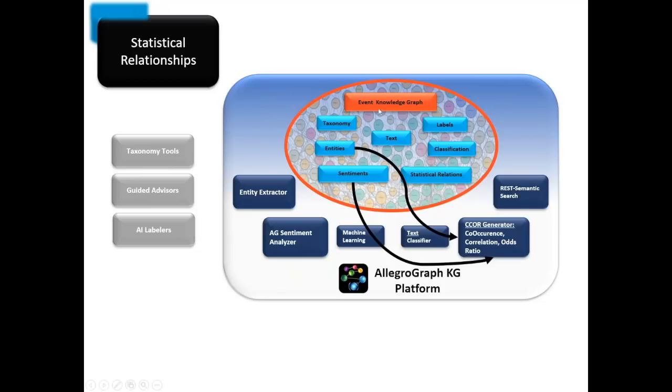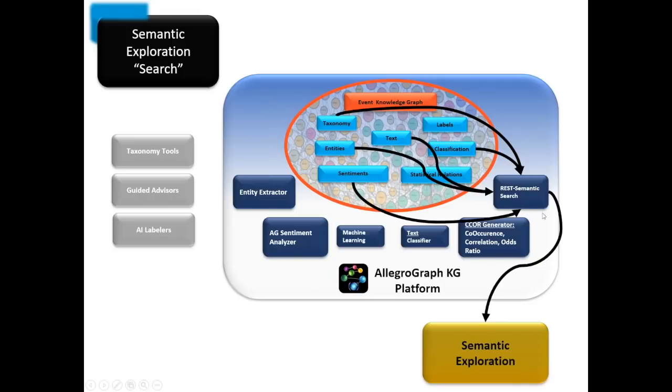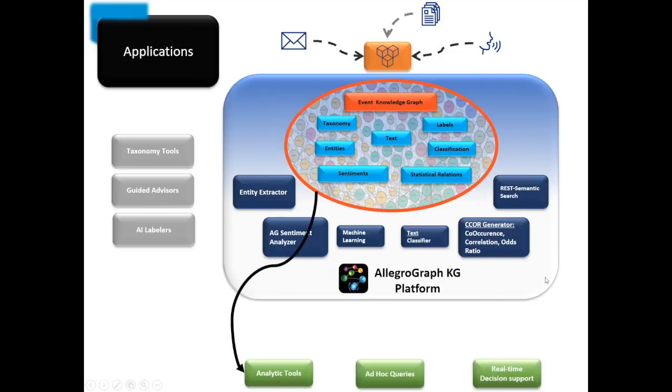Yeah. And then what I showed you both in the Chomsky graph and in the other graph is how we look at statistical relationships between the things that the person says. So we take entities, sentiments, and text, put them into our analytics tool, and now we can add statistical relations to our knowledge graph. But again, it all fits into one knowledge graph. Yeah, and then ultimately we can use that to do very intelligent queries on our knowledge graph for semantic exploration, or for analytic tools, or you want to do ad hoc queries, or for real-time decision support. Yeah, so this is how it all fits together.